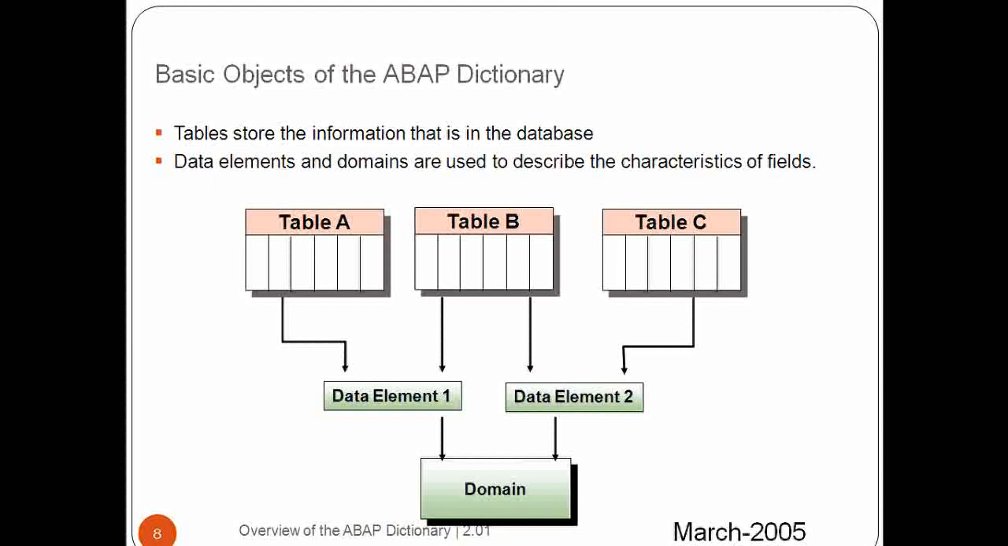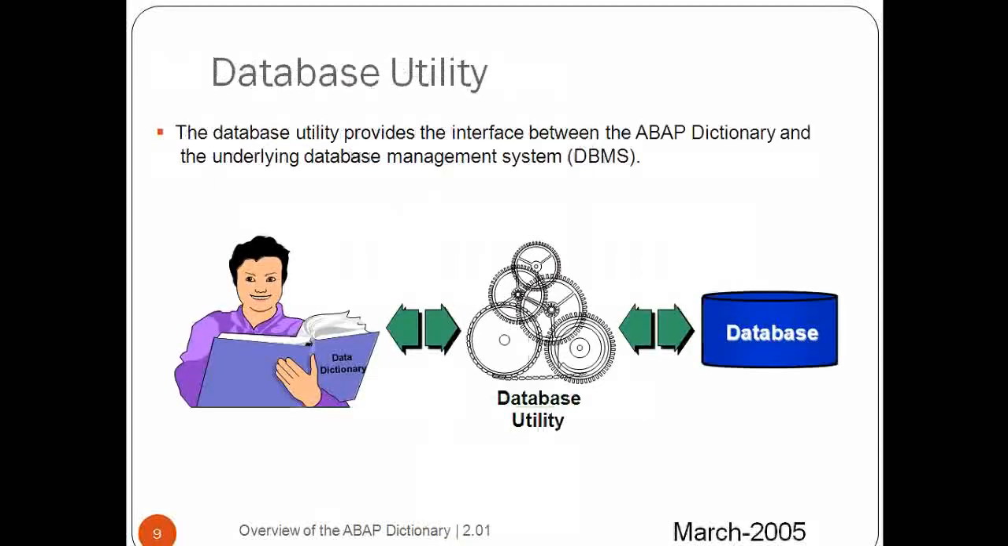This particular domain has 10 characters to decimal, or 10 digits to decimal, and if I want the same kind of requirement or character, I can just use the existing domain. So multiple data elements could have the same single domain. Likewise, multiple table fields could have a single data element. Okay, is it understandable? Just let me know if any doubt.